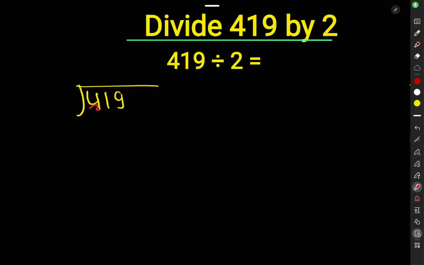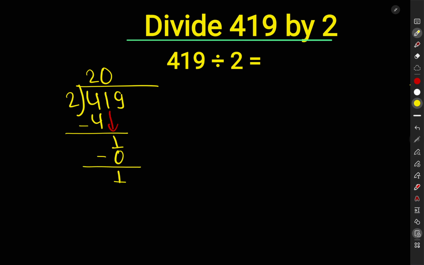Here we divide 419 by 2 in a long division method. 2 times 2 is 4. On subtracting, it is 0. So we put down this 1 and remove 0. So 2 times 0 is 0. On subtracting, it is 1.